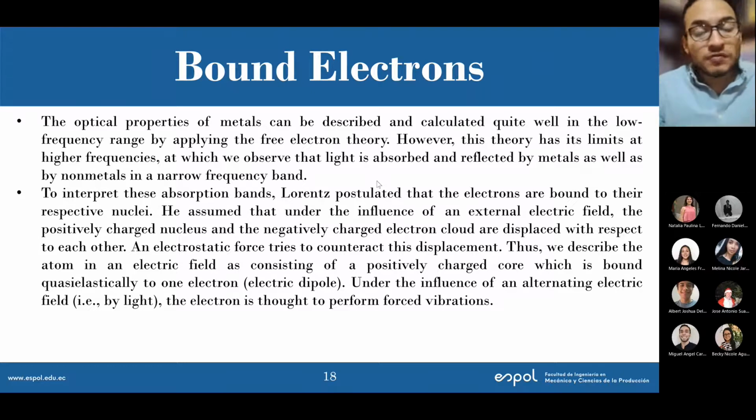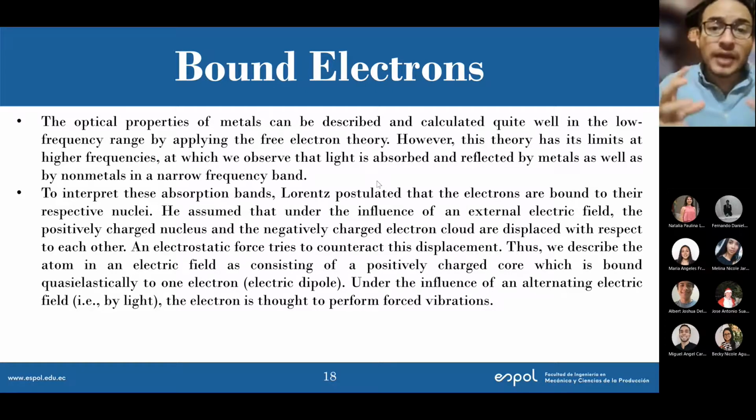So remember, free electron theory applies quite well in the low frequency range. But at higher frequencies, we saw it has a lot of limits. And actually at higher frequencies, light is absorbed and reflected by metals as well as by non-metals in a very narrow frequency band. So how can we understand that? How can we understand what's happening? Well, we need to go to the bound electron theory. We need to go to what Lorentz proposed.